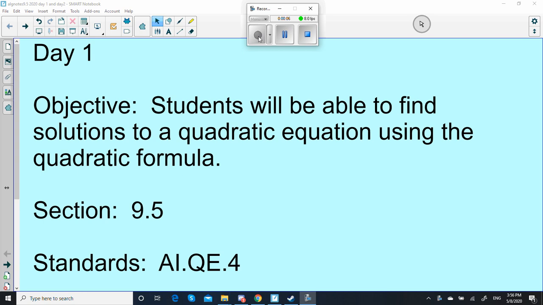We skipped section 9.4, completing the square, and we are going to section 9.5 today. So we're going to be learning how to solve a quadratic equation using the quadratic formula. And this is section 9.5.